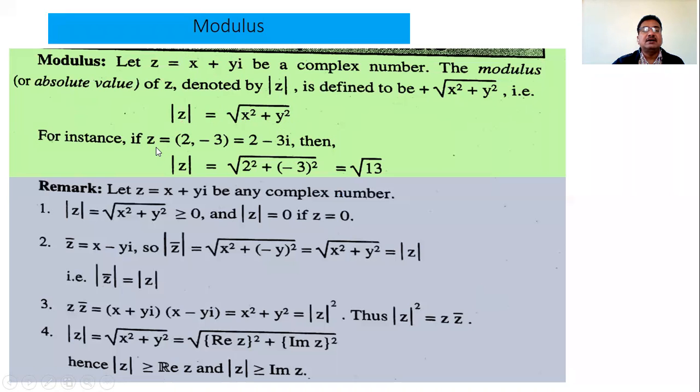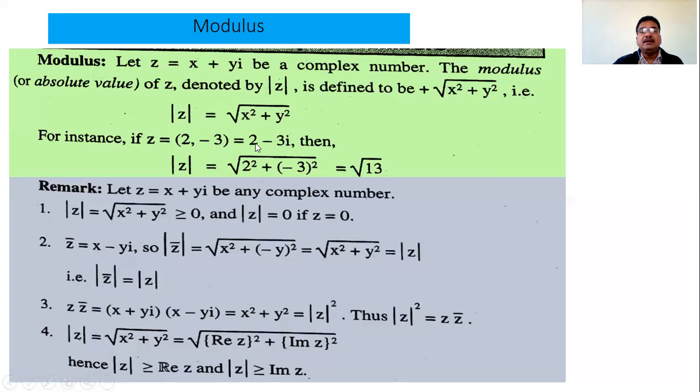And then, if z is 2 minus 3i, or in ordered pair 2 comma minus 3, both are the same. That is, the writing styles are different. This 2 minus 3 and this 2 minus 3i are the same complex number. Then what is mod z? Root of this 2 square and this minus 3 square, which is root 13. So if both are negative, then the squares are also positive, x square, y square.